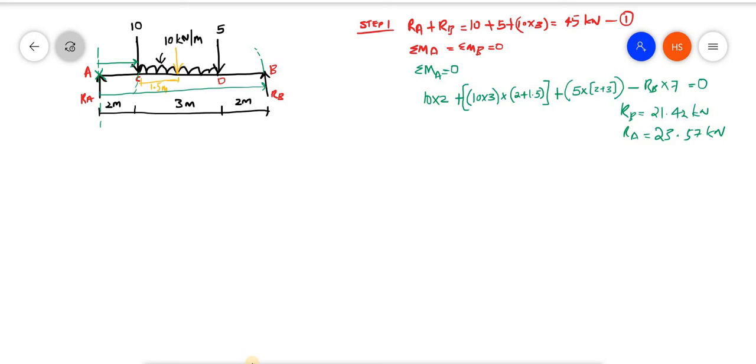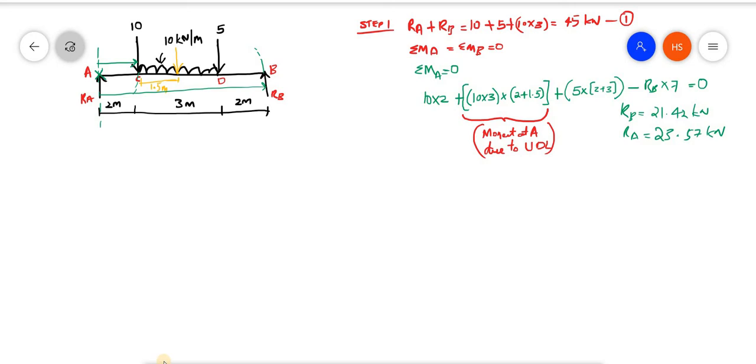The important thing you have to understand is this value, the moment at A due to the UDL: 10 into 3 into 2 plus 1.5. If you have any doubt you can ask. You have to clearly understand how the moment at A due to UDL is obtained. So from this, I have found out the moment.